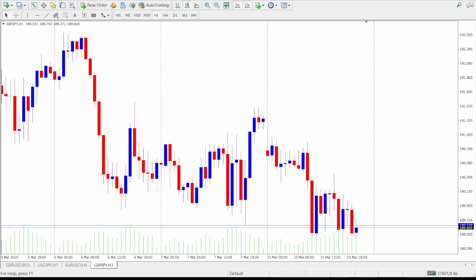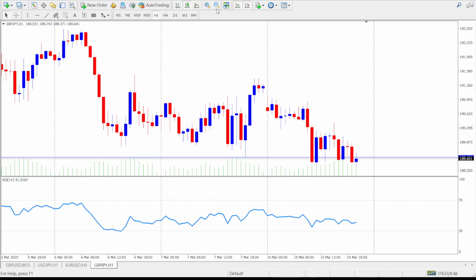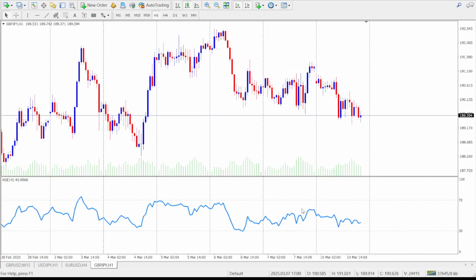The first oscillator we are going to be looking at is the Relative Strength Index, or the RSI. Now, the RSI is one of the most popular oscillators used by traders. It measures momentum on a scale from 0 to 100, with values above 70 indicating an overbought market and values below 30 indicating an oversold market. Okay, so above 70 is overbought, below 30 is oversold.